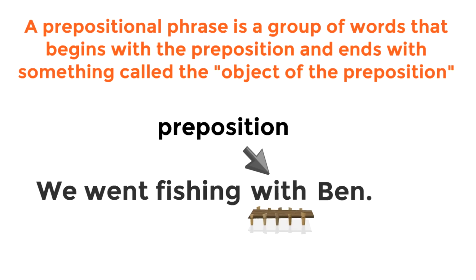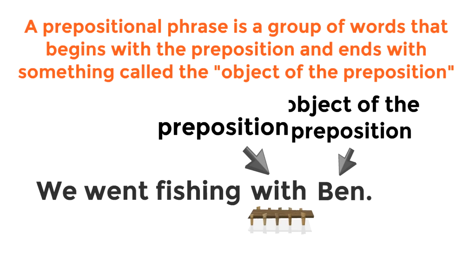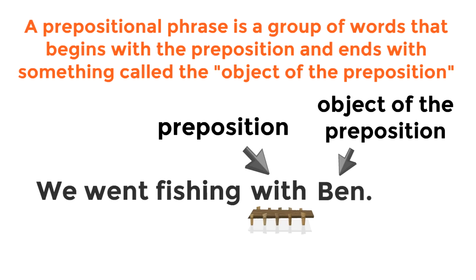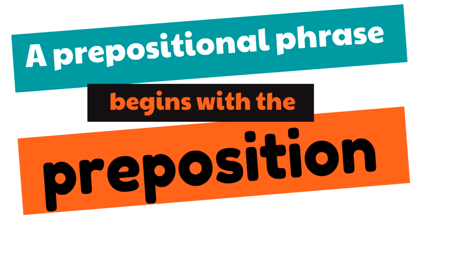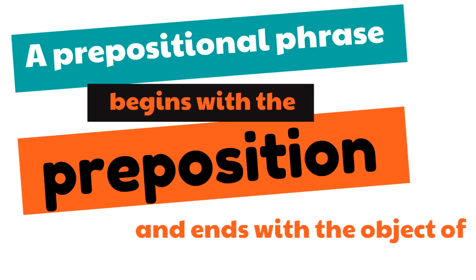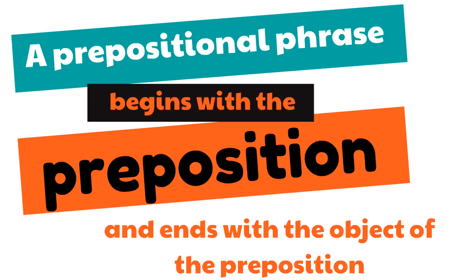Now this is so cool. Do you see this noun that comes after the preposition, this word Ben? This is called the object of the preposition. The noun that follows the preposition is always called the object of the preposition. Now remember, a prepositional phrase begins with the preposition and ends with the object of the preposition.